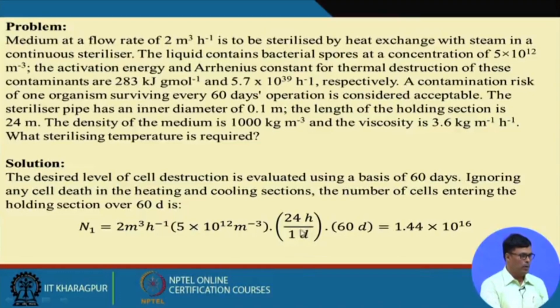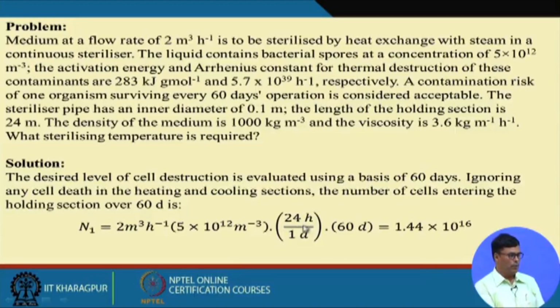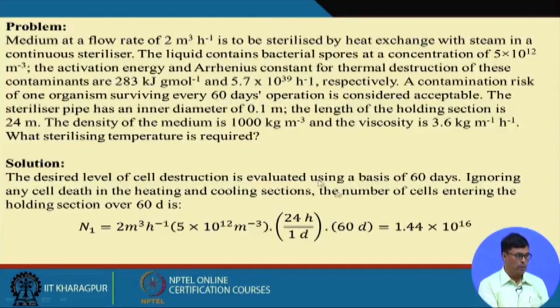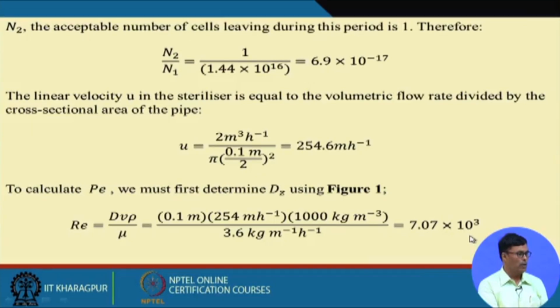Now you can convert it to per day. Am I right? If you multiply by 24, one day is equivalent to 24 hours, you can find per day how many organisms are entering the system. He is saying 60 days operation, so you multiply it by 60 days. So how much organism will be there? 1.44 into 10 to the power 16. This is the number of organisms.